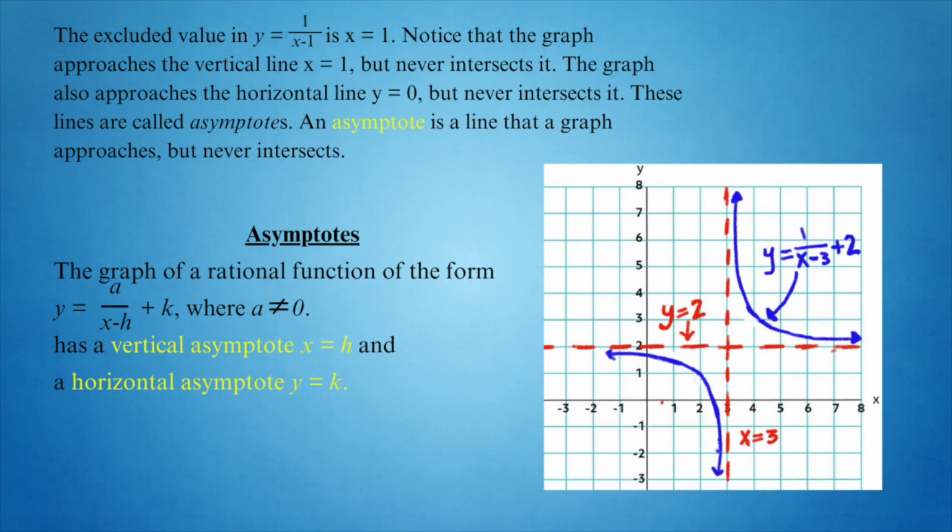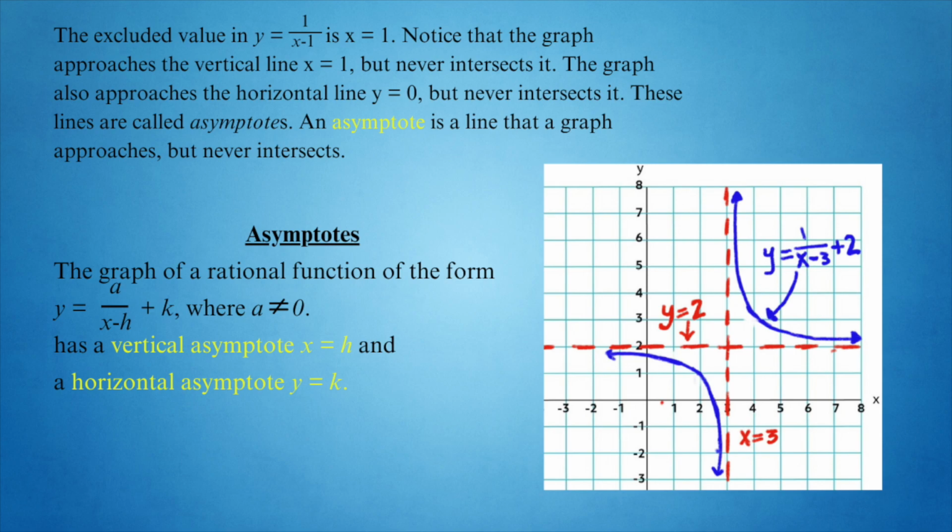Okay, we're going to talk about those values that we've seen our graph approaching but not touching, and those actually are called asymptotes. And asymptotes are those vertical and horizontal lines that the graph approaches, but it never actually intersects. And so we're going to look at how to find the vertical asymptote and the horizontal asymptote.